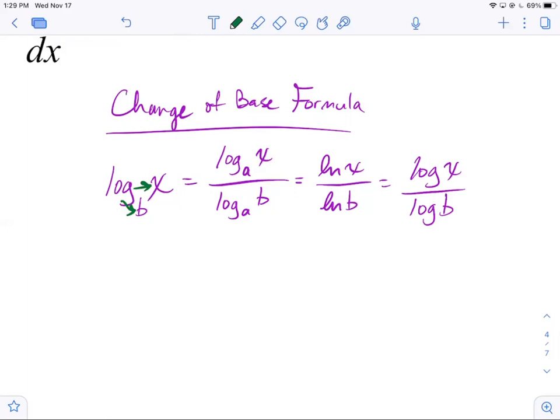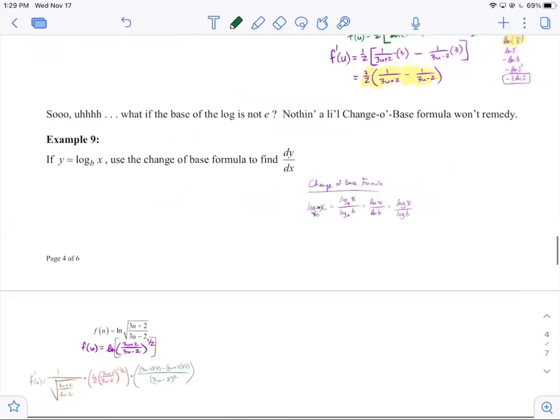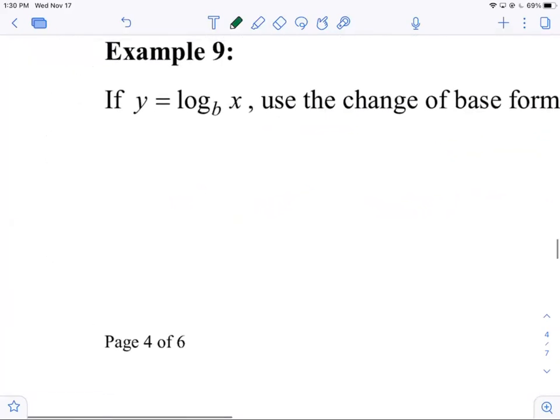Got it? So if I want to find the derivative for, in general, log base B of X, I only know how to take the derivative of the natural log of X. So let's go ahead and change that. So Y equals log base B of X, by the change of base formula, is equal to the natural log of X divided by the natural log of B.